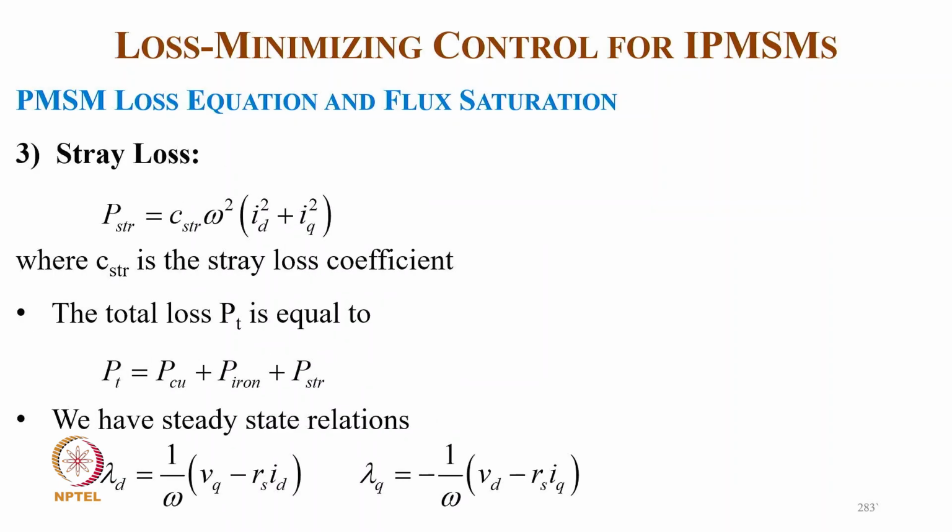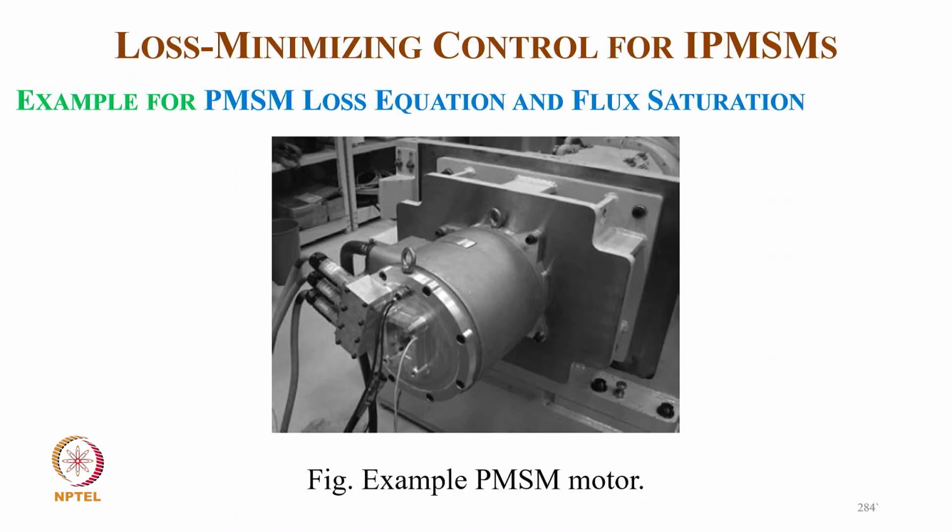The stray load loss is PSTR equals CSTR omega square (ID square plus IQ square), where CSTR is the stray loss coefficient, and the total loss PT equals PCU plus PRN plus PSTR. We have the steady state relation: lambda D equals 1 upon omega (VQ minus RS IQ), and lambda Q equals minus 1 upon omega (VD minus RS ID).